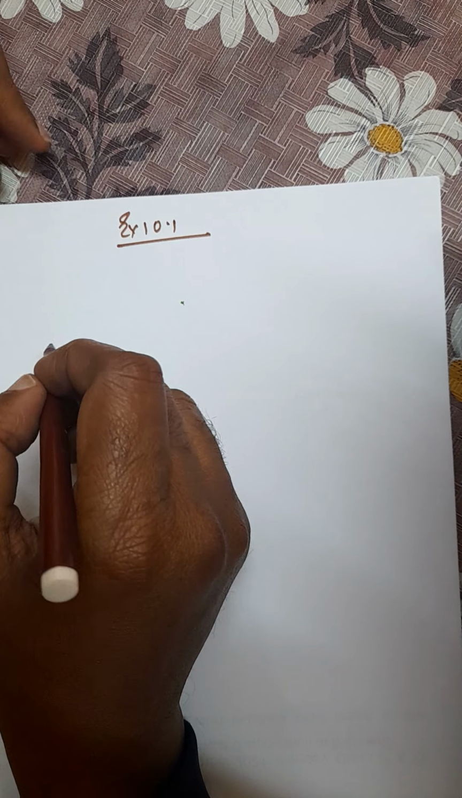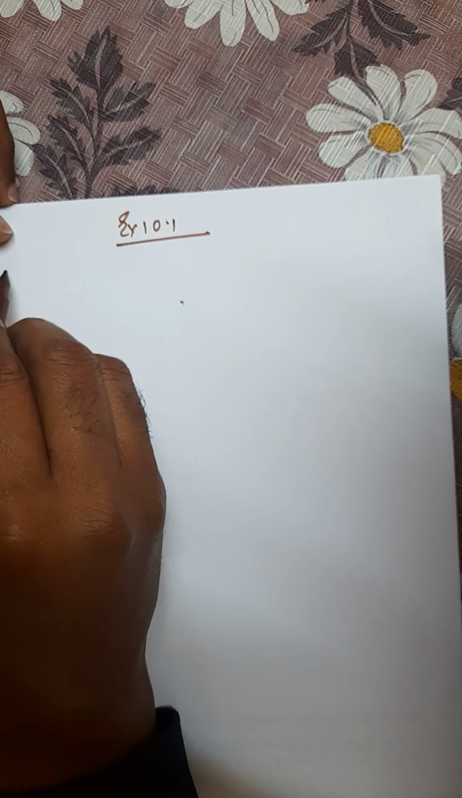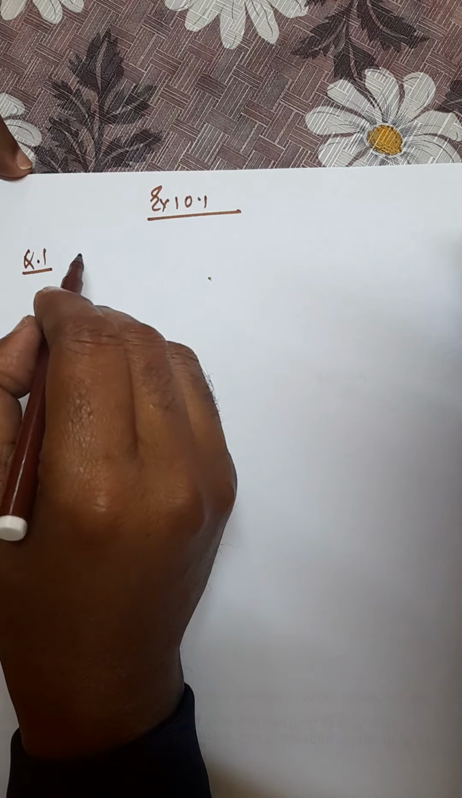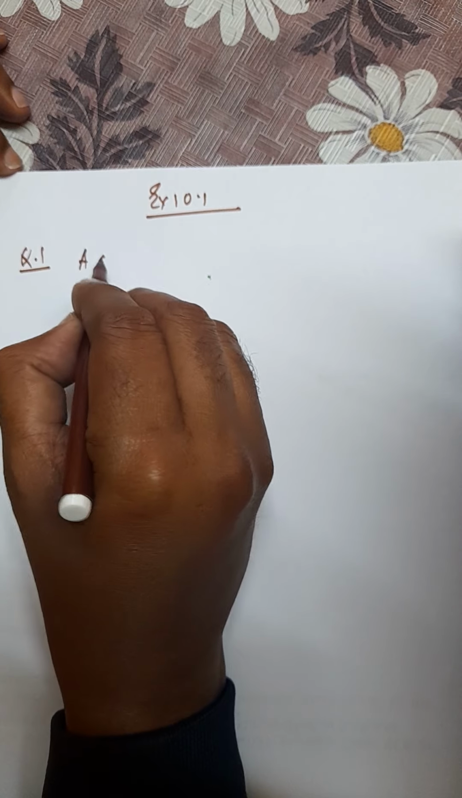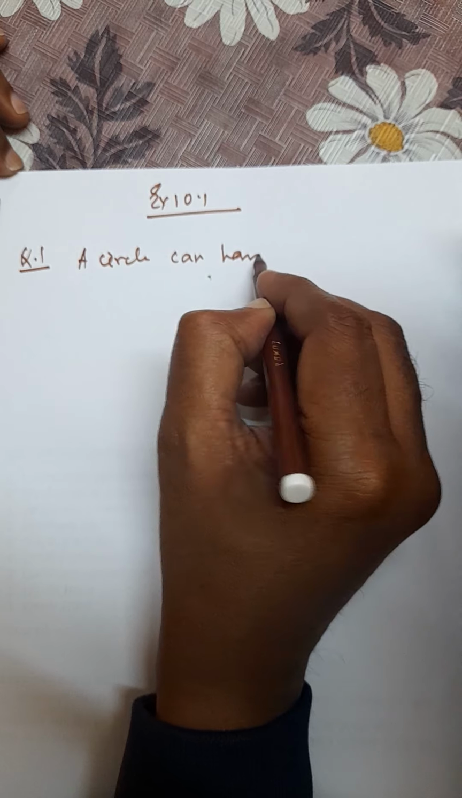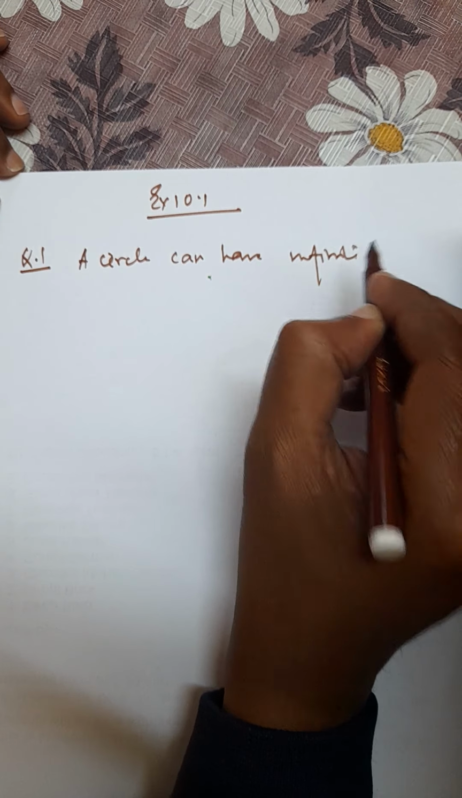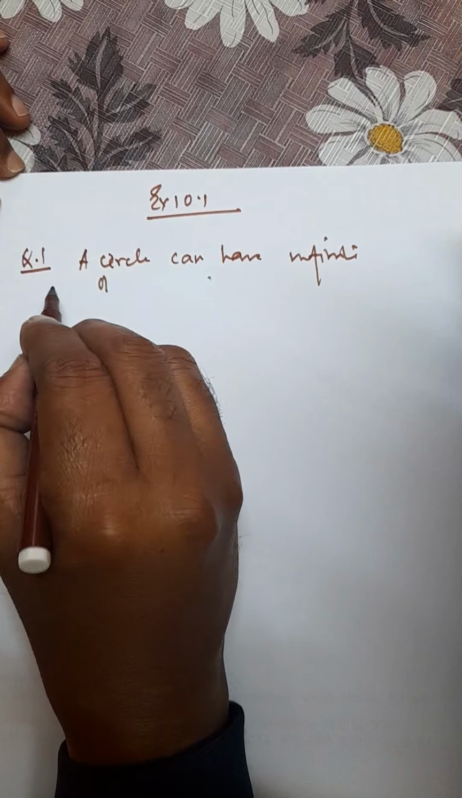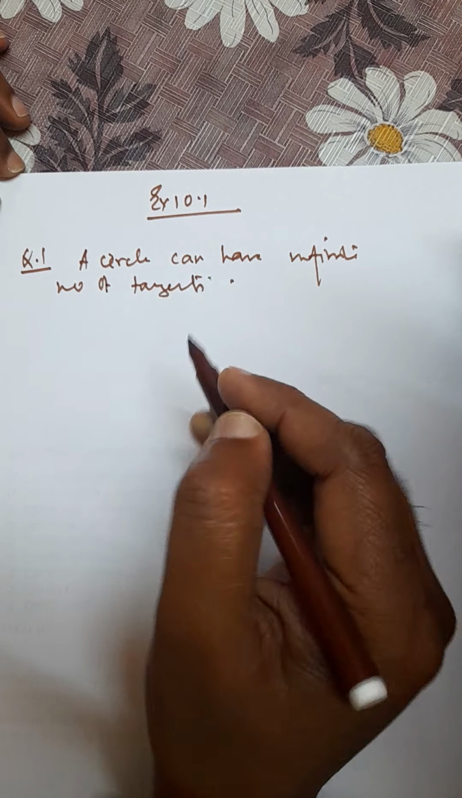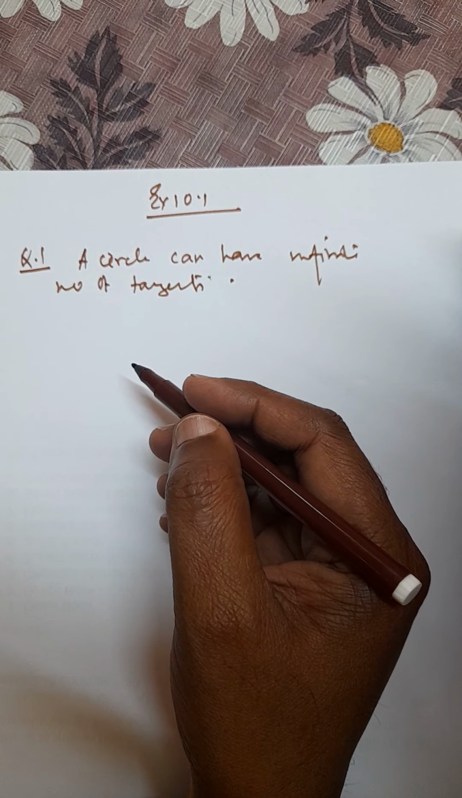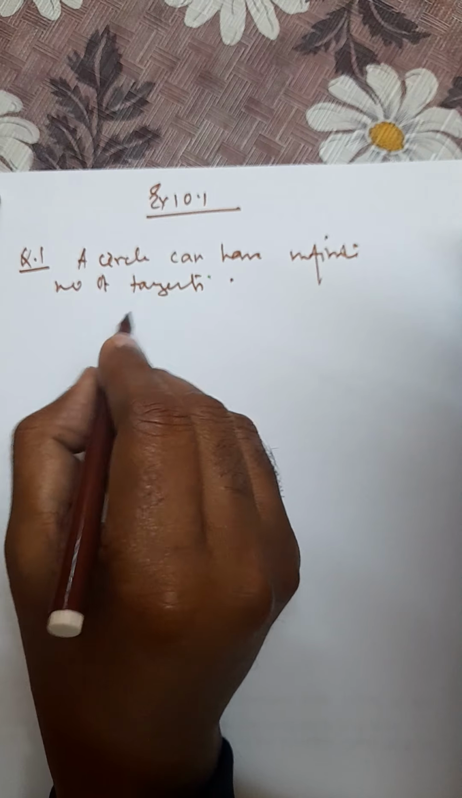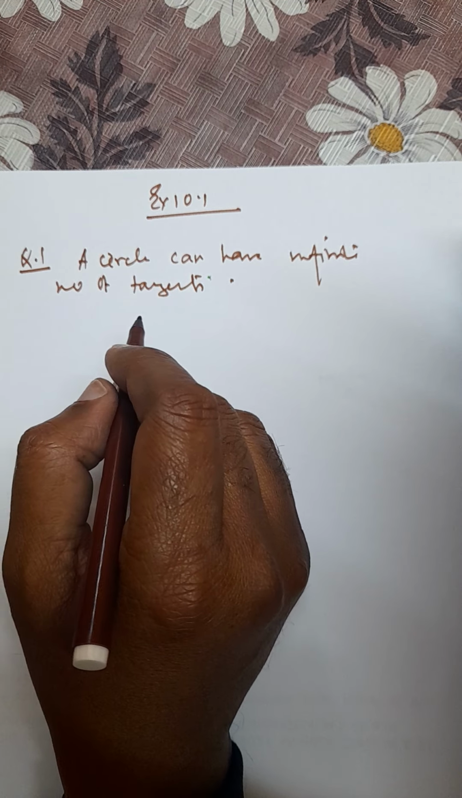What is the first question? How many tangents can a circle have? Answer to question number 1. How many tangents can a circle have? A circle can have infinite number of tangents. This is the answer. As it has infinite number of points on the circle, so infinite number of tangents we can draw. And each and every tangent is unique.